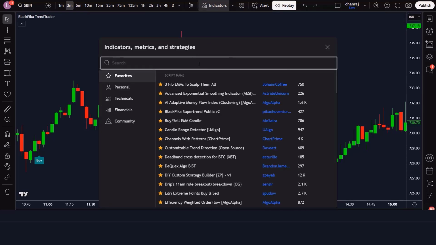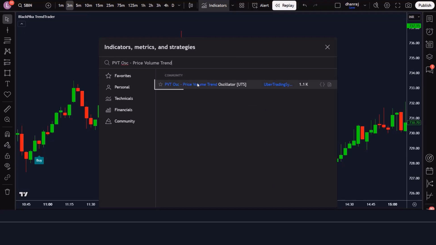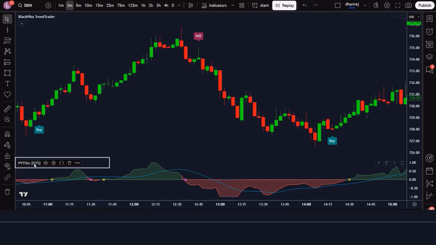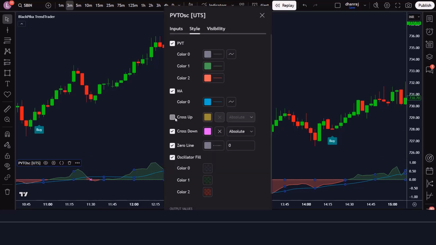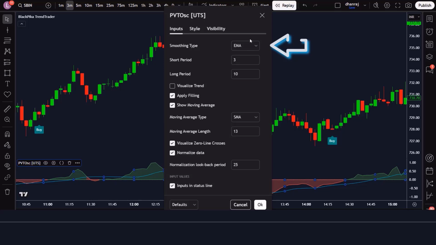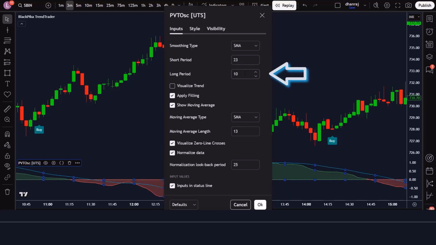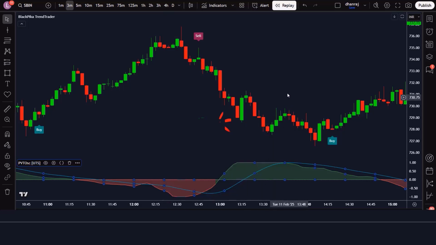We will search PVTOSC, Price Volume Trend, in the search box of TradingView. After that we have to click on PVTOSC, Price Volume Trend Oscillator option, in which we have to change some settings. We have to keep this option hidden. We have to change this smoothing type option from EMA to SMA. We have to change this short period option from 3 to 23. We have to change this long period option from 10 to 15. We have to keep this option hidden. Now our setup is ready.